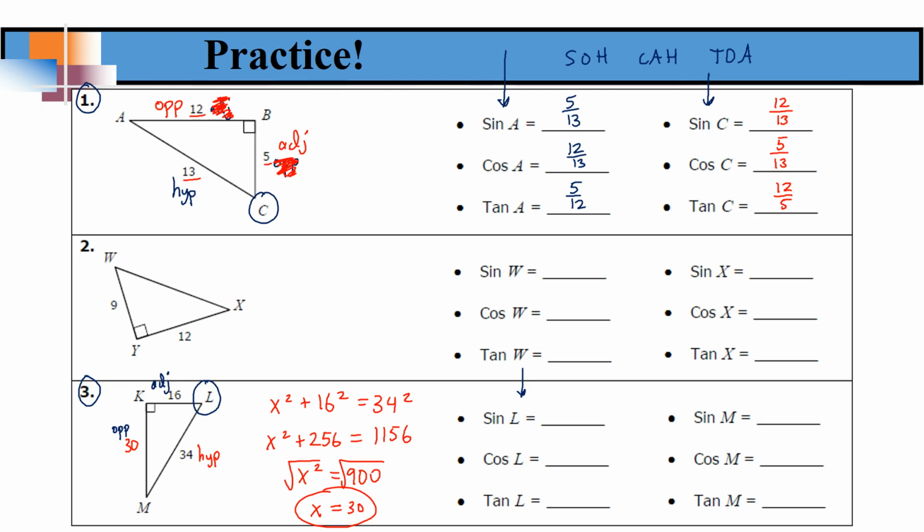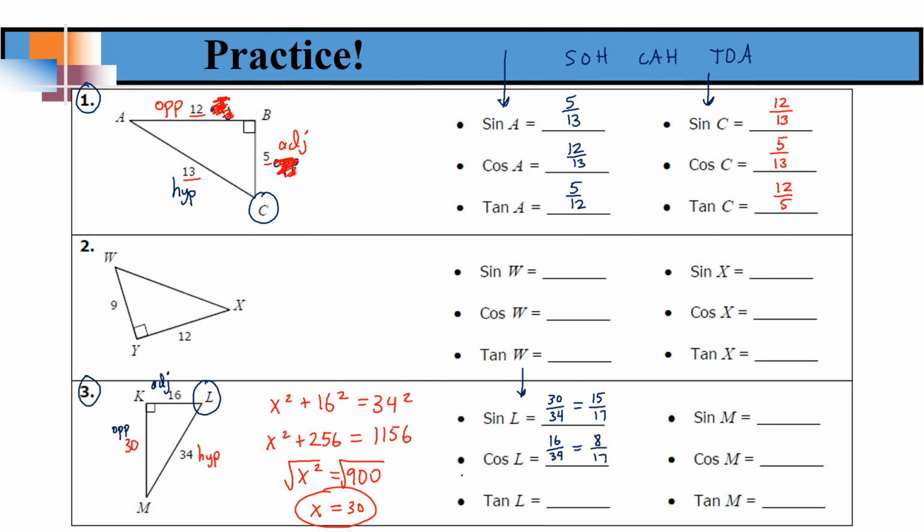Sine, if you remember, is opposite over hypotenuse. So that would be 30 over 34. And that answer is fine, but we can reduce the fraction. So we'll go ahead and do it. If you divide top and bottom by 2, you'll get 15 over 17. Now cosine is adjacent over hypotenuse. That would be 16 over 34, which reduces to 8 over 17.